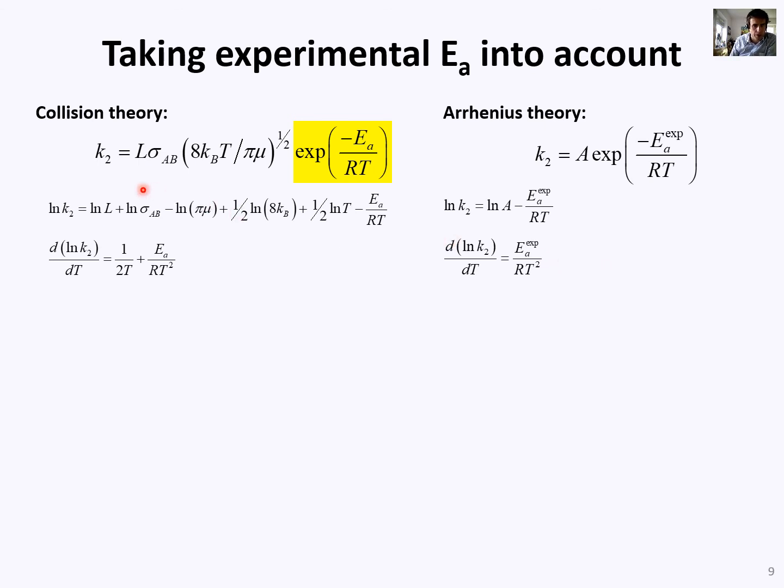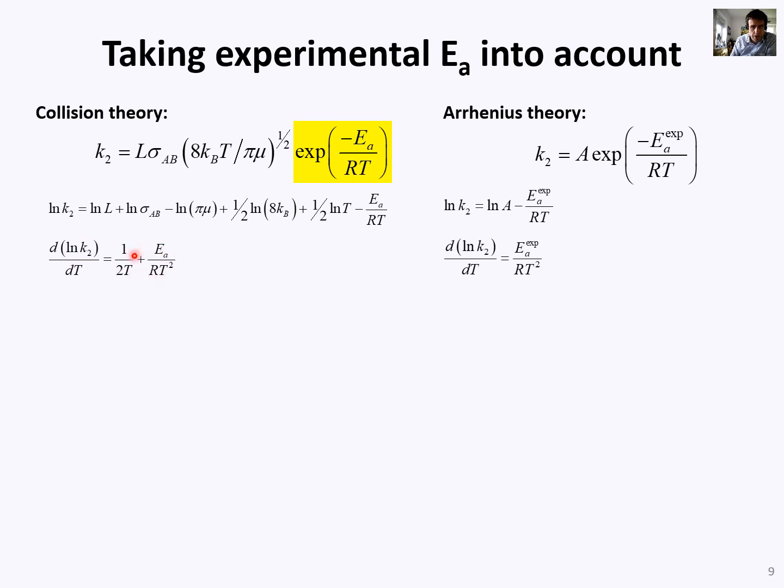So the first thing we're going to do is take the log of both sides of this equation, and likewise the log of both sides of the Arrhenius equation, and these are the results here. And again, I'd like you to work through this yourself. This is just using the law of logs to get this result. Once you've done that, you need to then differentiate this equation with respect to temperature.